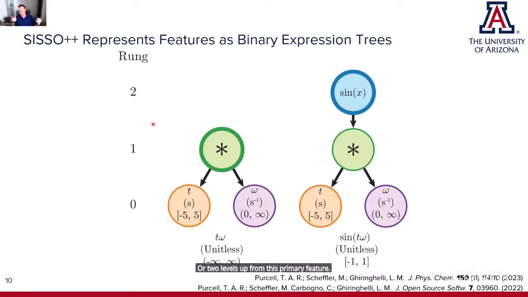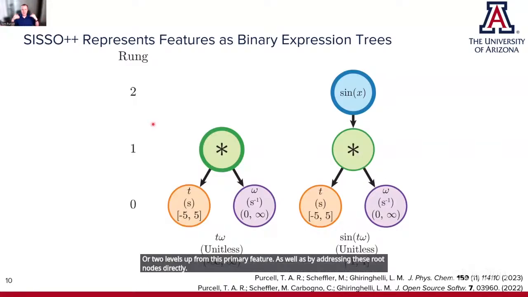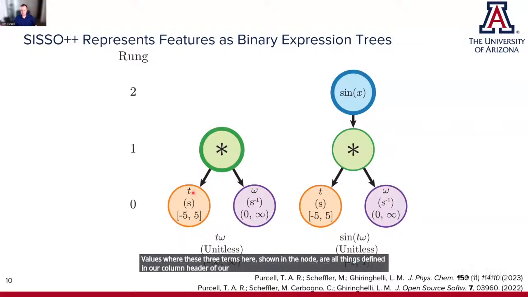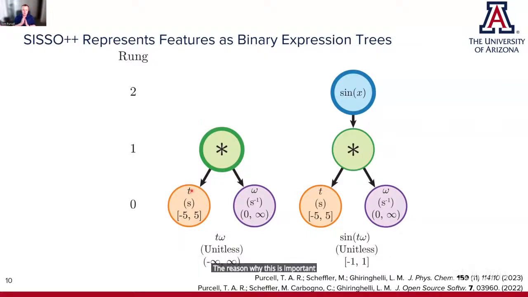As well as by addressing these root nodes directly, we can define everything from the candidate descriptor as a recursive function defined from this operation here, and properties passed from the user in its initial data collection phase for the expressions, the unit, the range, and the values, where these three terms shown in the node are all things defined in our column header of our data file. The reason why this is important is we can now keep track of a lot of physically relevant information that provides us ways of adding on grammatical rules for symbolic regression.